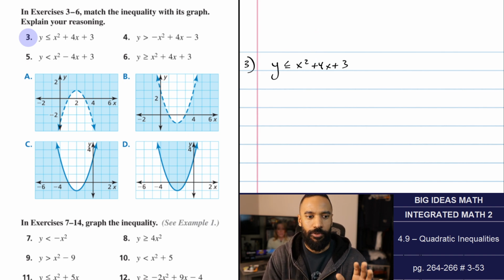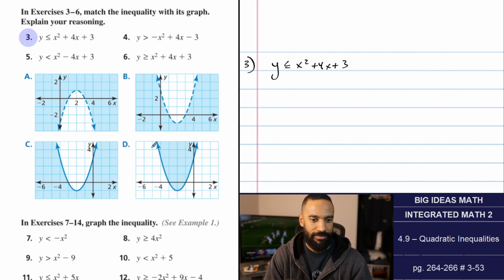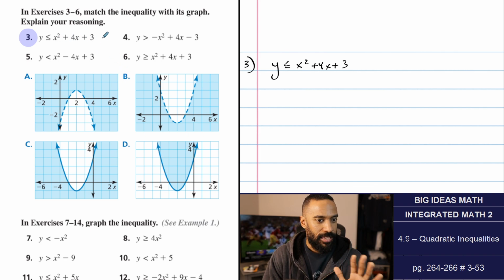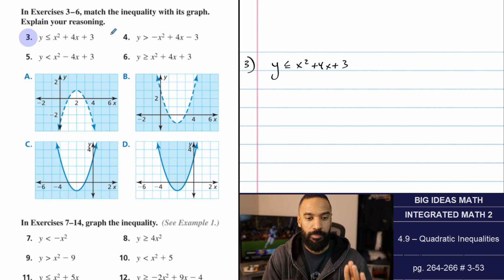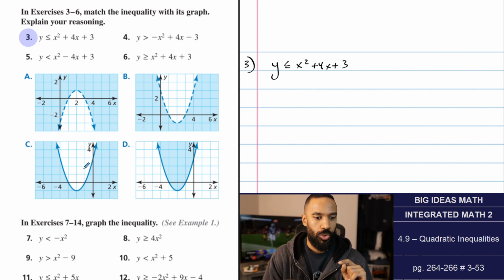Now, what I'm looking for is a couple things. For one, C and D have the same boundary curve. A and B have this. Oh, no, they don't. C and D have the same boundary curve. They're both upright facing graphs, so is B. But what I see in particular, regardless of boundary curve, is 2 of them are shaded below, B and C. 2 of them are shaded above, A and D.